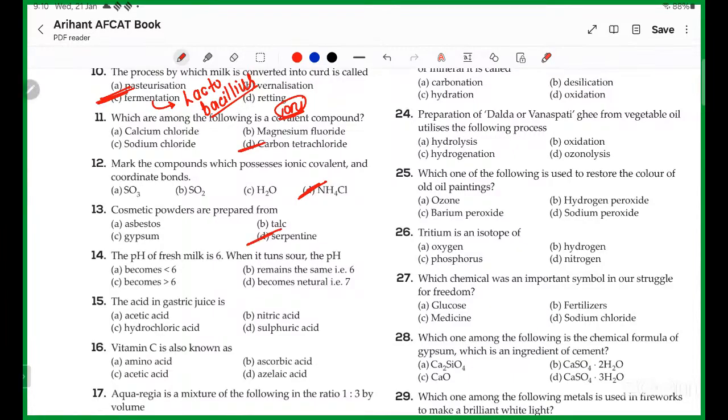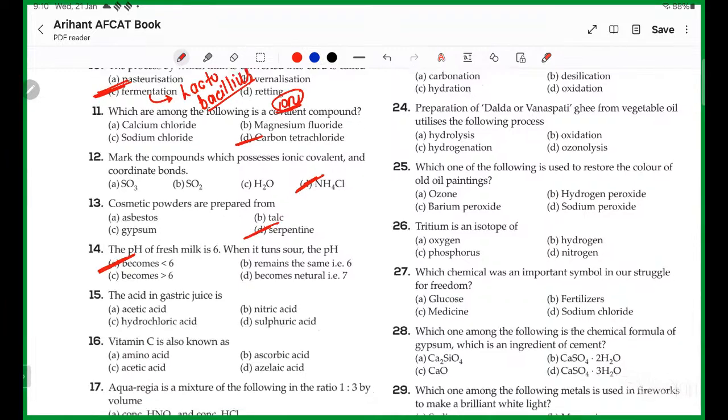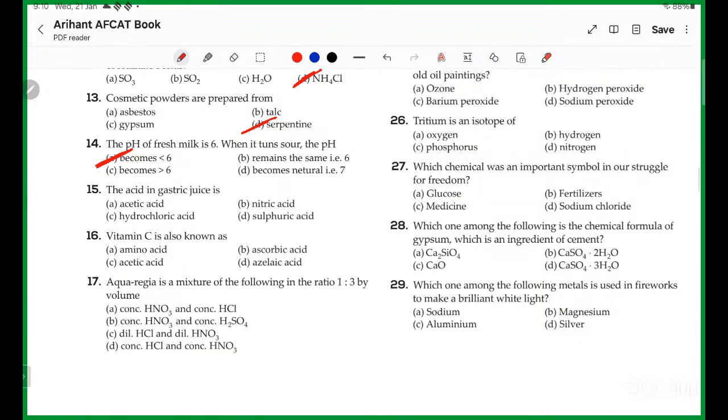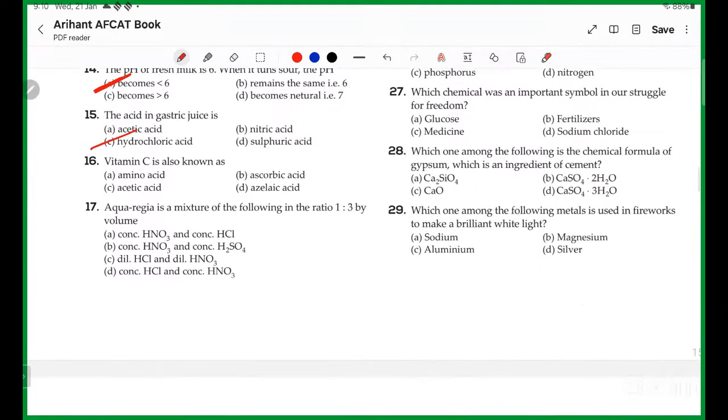Cosmetic powders are prepared from serpentine. The pH of milk is 6, and when it turns sour it becomes less than 6. The acid in gastric juice is HCl. Vitamin C is also known as ascorbic acid. Aqua regia is a mixture of HNO3 and HCl.